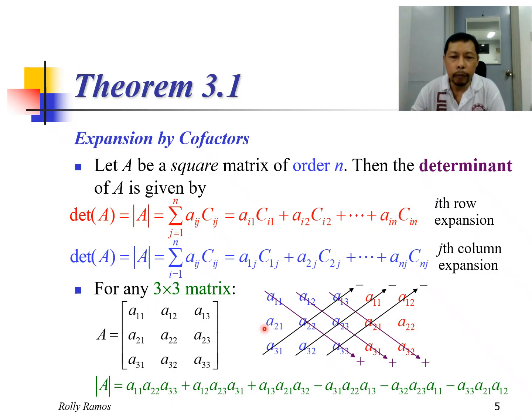This is not applicable for higher ordered determinants, or a determinant with an order higher than 3. I repeat, this method is only applicable for a 3 by 3 matrix. But if you want, you could also apply the cofactor expansion to a 3 by 3 determinant to find its determinant.